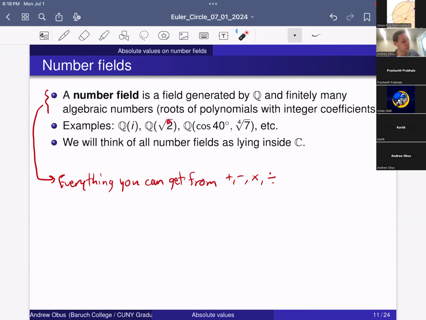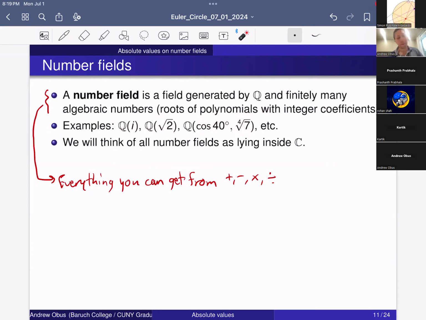You can do something similar for Q adjoin the square root of 2. That's an algebraic number because it's a root of the polynomial x squared minus 2. And so this is Q adjoin the square root of 2. You can do this, and then if you want to, you can adjoin 2 algebraic numbers. You can do something like the 4th root of 7.